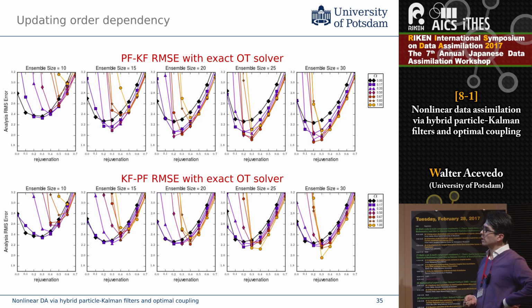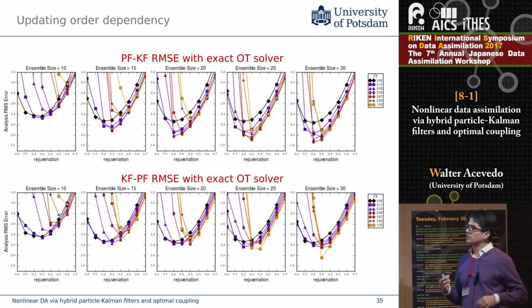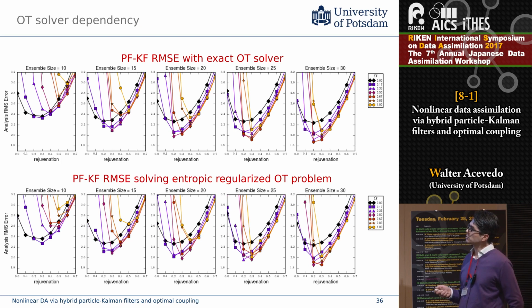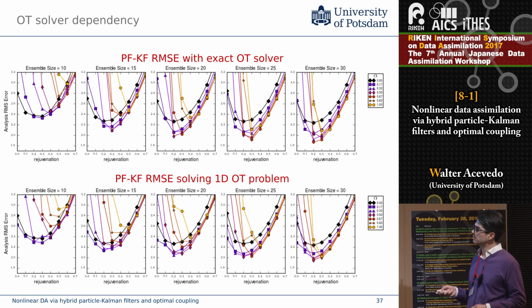Okay, now another important aspect is the relevance of solving the transport problem either exactly or approximately. And that we can see here. So this is the exact solution, the same plot as before. And this one uses the regularized version of the optimal transport problem. And as we can see, the skill is very comparable. So in this case, it's very nice. We can use this Sinkhorn approximation, and the skill is still there. We can still outperform the Kalman filter.